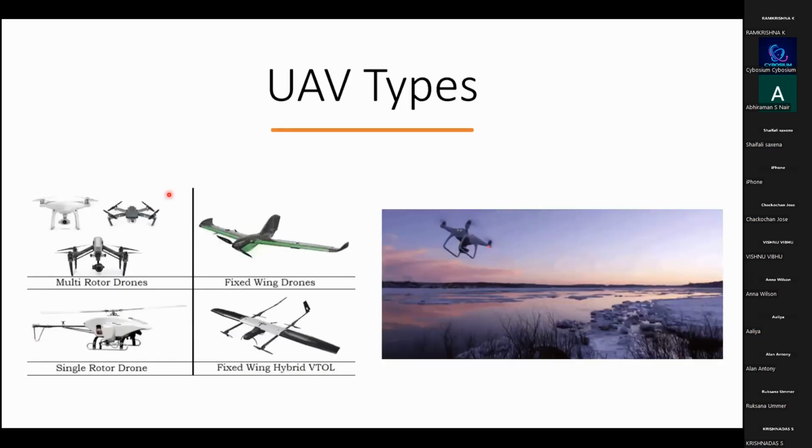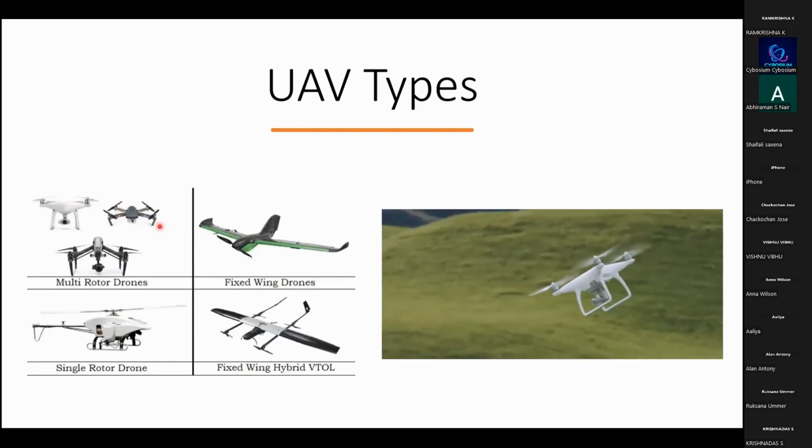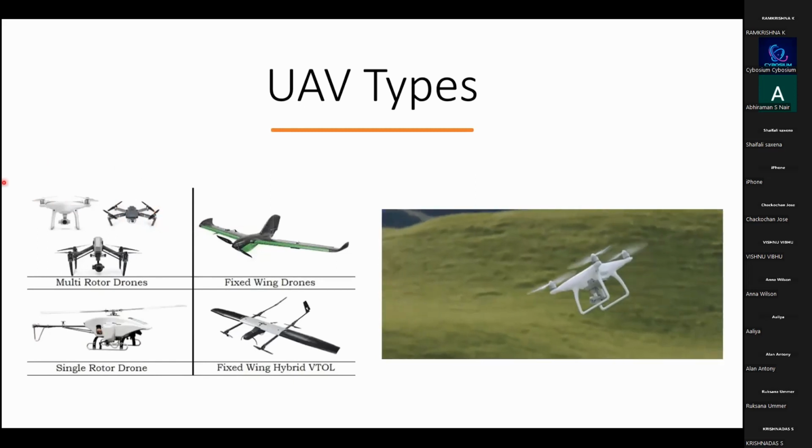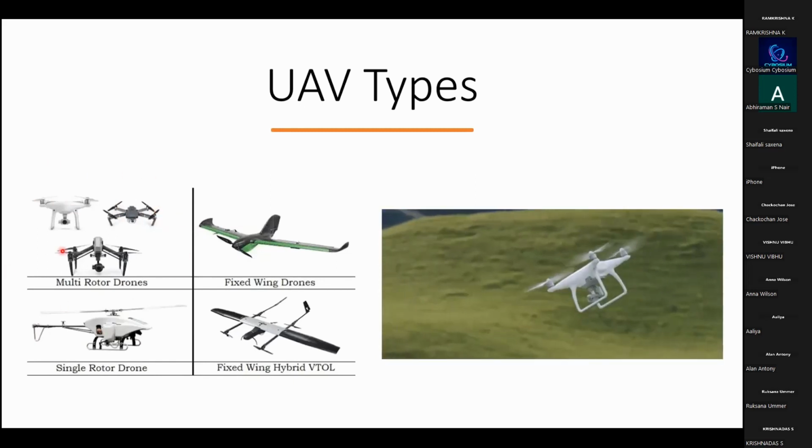Okay. So yes, here I'm just showing you the different types of UAVs. One is multi-rotor drones. So you guys might be aware of it, like the quadcopter. Basically, it comes under multi-rotor drone because it has four rotors inside it. There are octacopters, there are hexacopters as well. So all of these come under this category, multi-rotor drones.